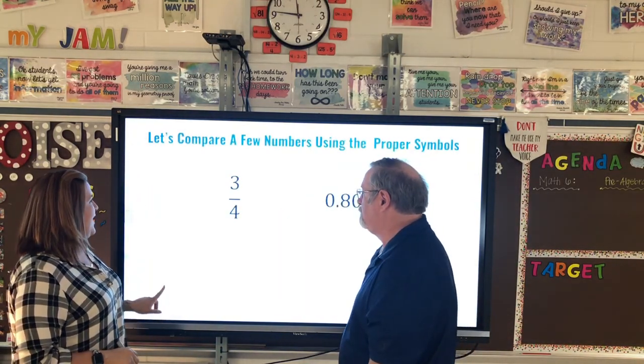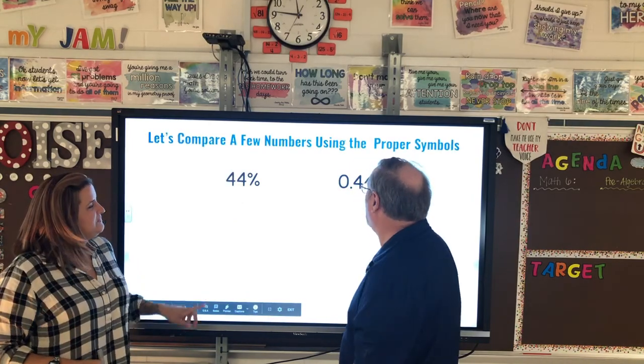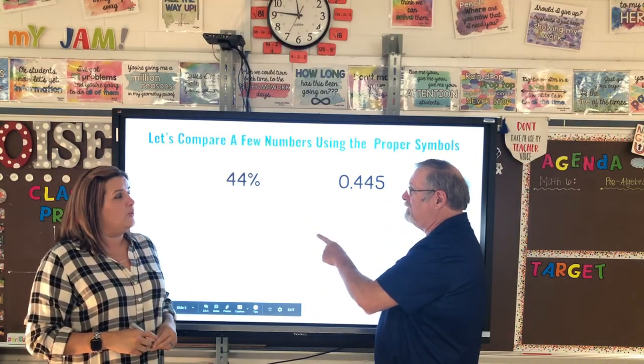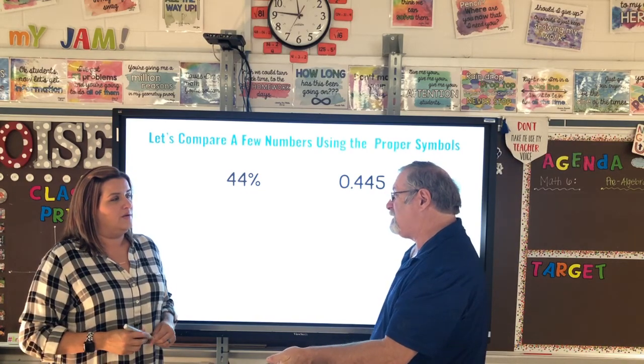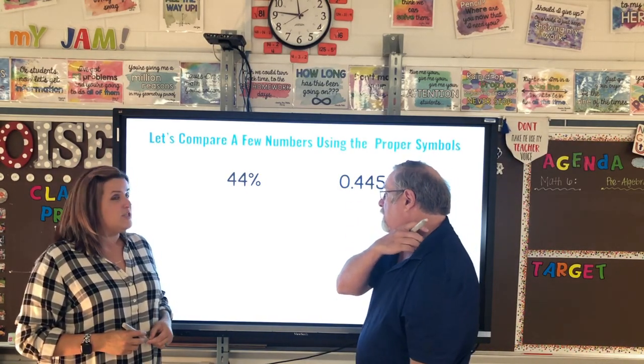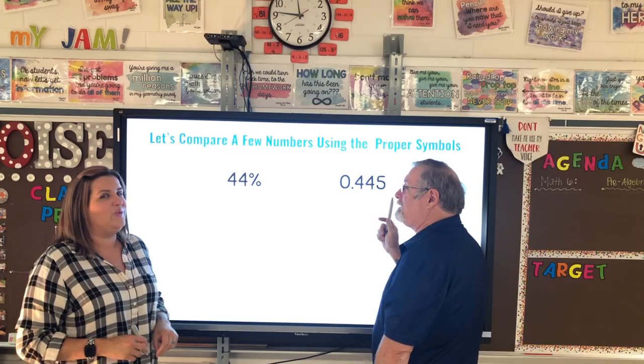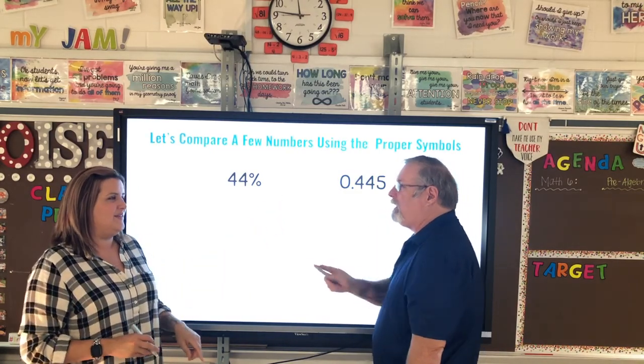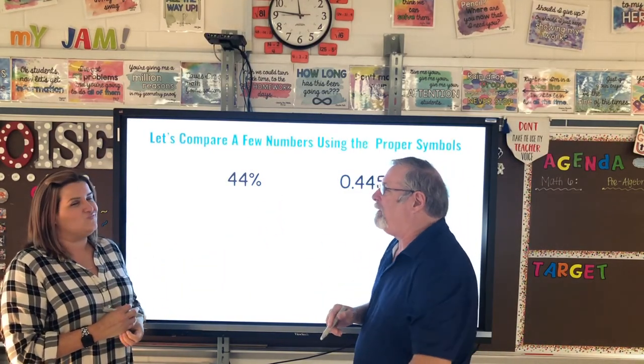All right, so let's do another one. This one has a percent. So again, let's change it to a decimal because this one's a decimal. Or would you like to go the other way? Let's make that one a percent. Okay, since she wants to go with percent, we'll make this one a percent.